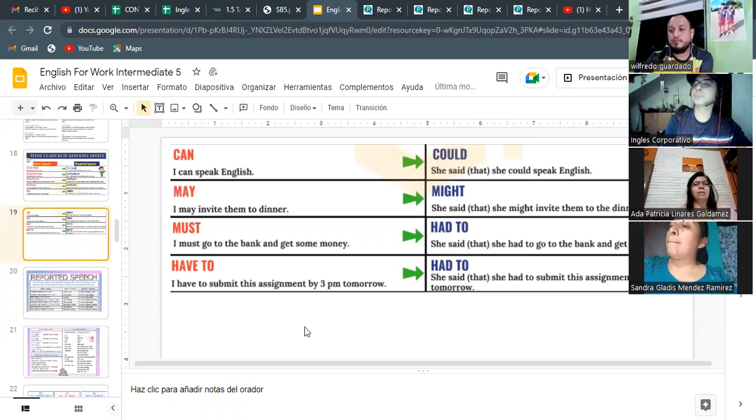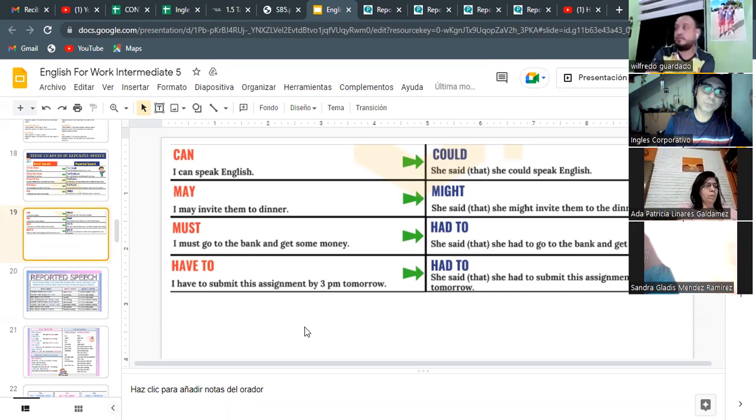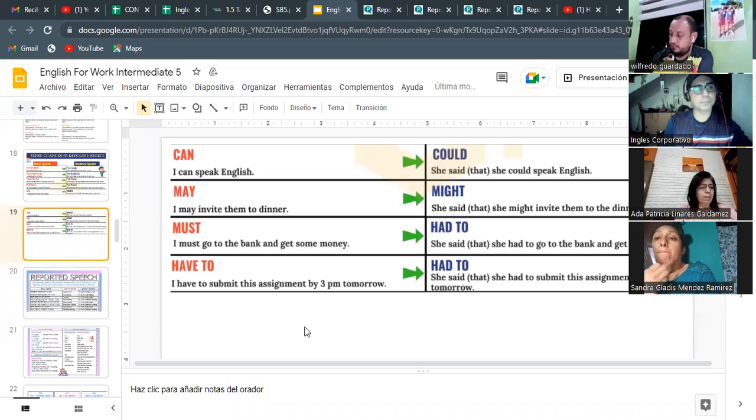In this case, teacher, in the reported speech, when we change the time of the verb, for example, the example of Wilfredo, Wilfredo say, he have to go to the bank. Yeah, we can say that. Wilfredo said that he had to go to the bank. Yeah. Okay. That will be it.